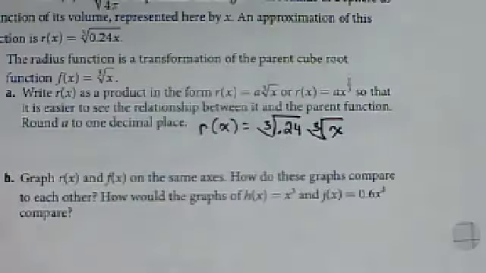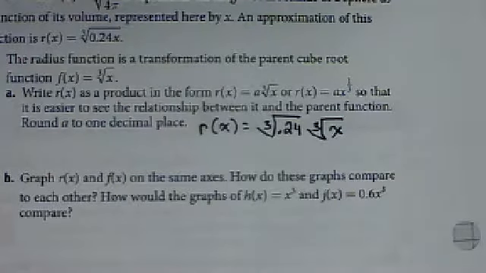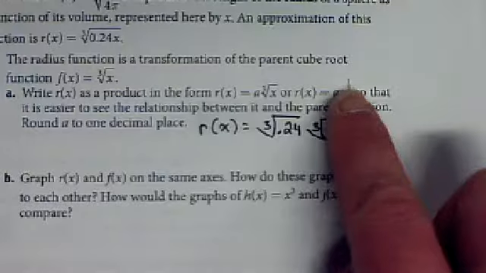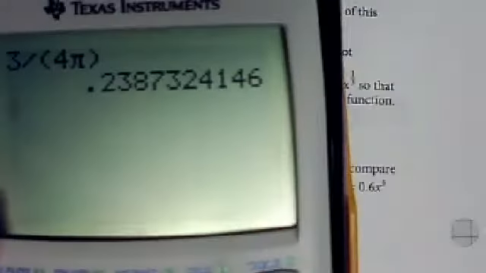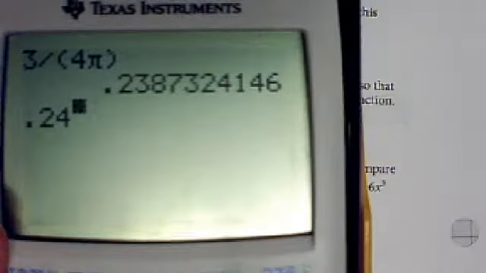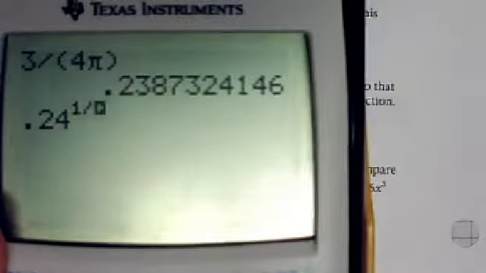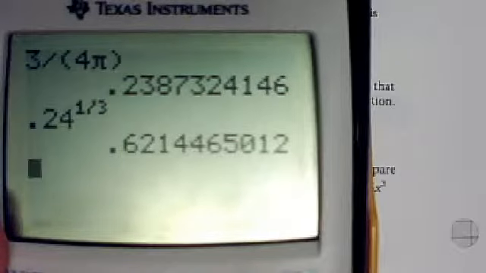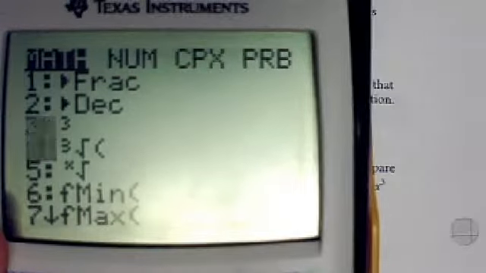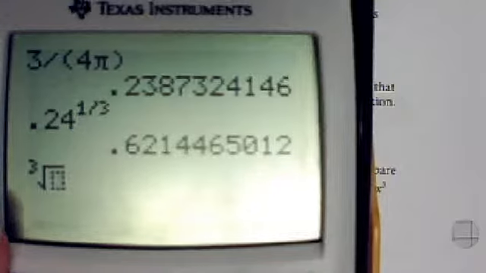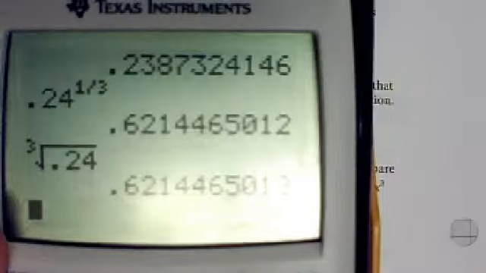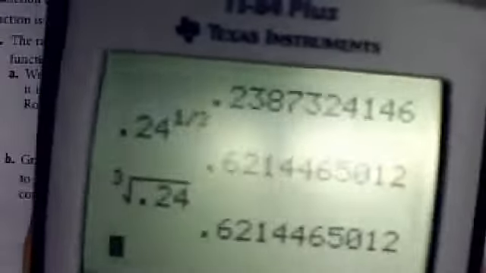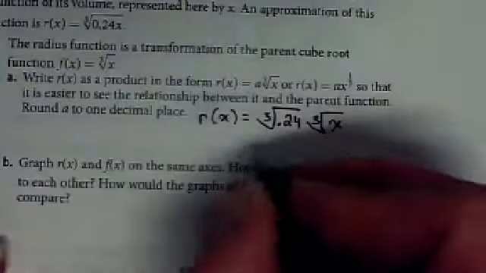Now, to find the cube root of 0.24, there's two ways to go about it. Remember that we found that a cube root could be something to the 1/3 power. So one way to do it is to do 0.24 to the 1/3. Or, if you go to math, the very fourth option is a cube root. And let's prove that you get the same thing. Now our instructions on the sheet say to round to 1 decimal place. So that would be 0.6.